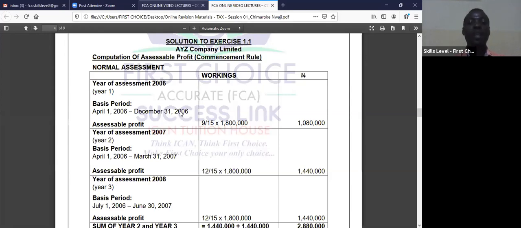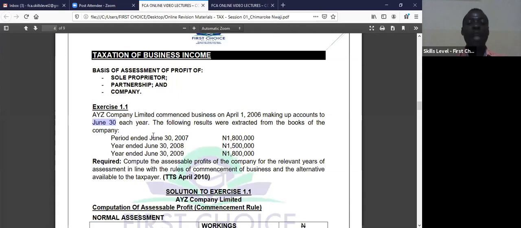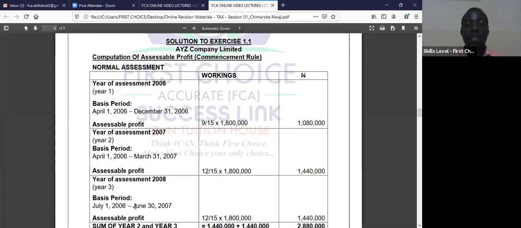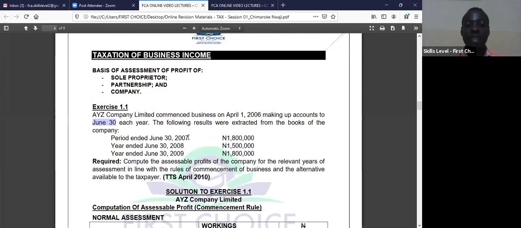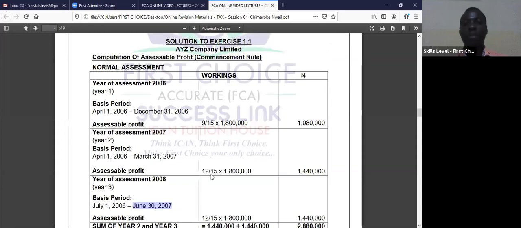Now that you've known that this is 12 months, you're going to ask again, July 1, 2006, where can we find it? We can only find it here. July 1, 2006 must exist in this account that ends in June 30, 2007. Now, it means that this account also ends in June 30, 2007. That means this account for the 3rd year ends on this date. So that means we are taking 12 months out of these 15 months. So you see, we are doing the same thing we did in the 2nd year. We are doing 12 months out of 15, which is 1,440,000.